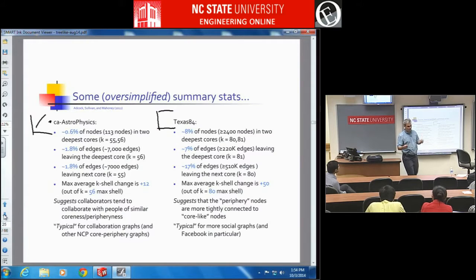What's Texas84? I'm sorry. It's a Facebook graph from Texas. There was a set of Facebook graphs that were released and then unreleased, with 5,000 to 50,000 nodes, from 100 universities in the early days.